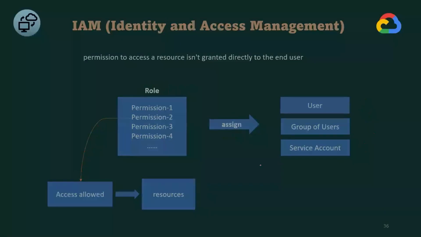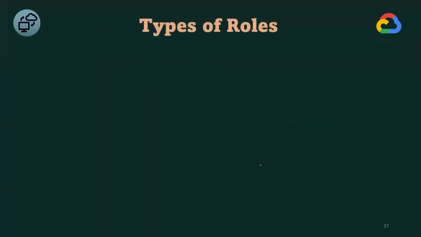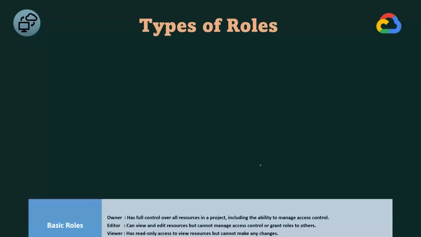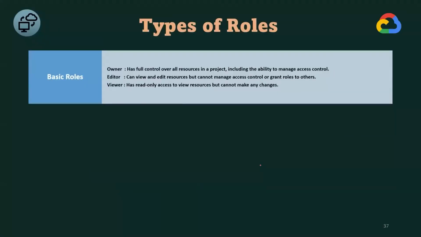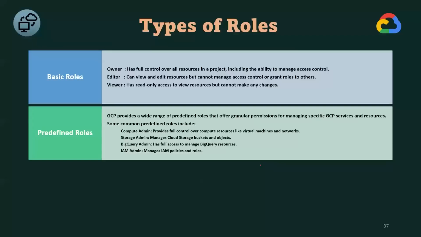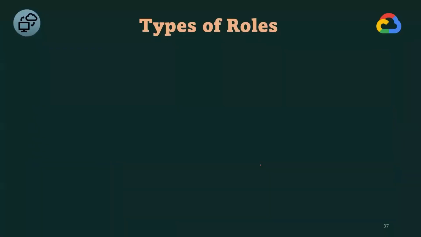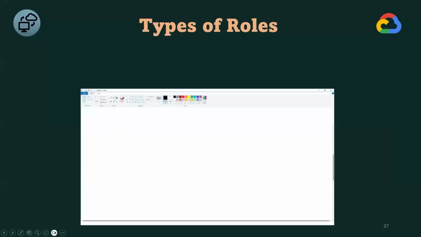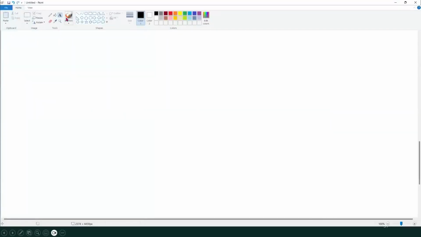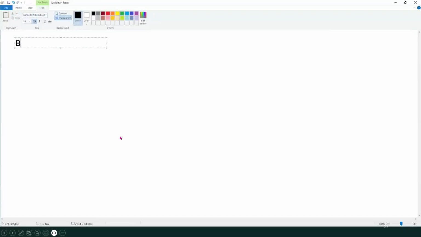So this is what we have discussed. And there are three types of roles, guys. One is basic roles, predefined roles, custom roles. Okay, there are three types of roles that we have. Let me tell you what these things are. So one is basic roles, guys.